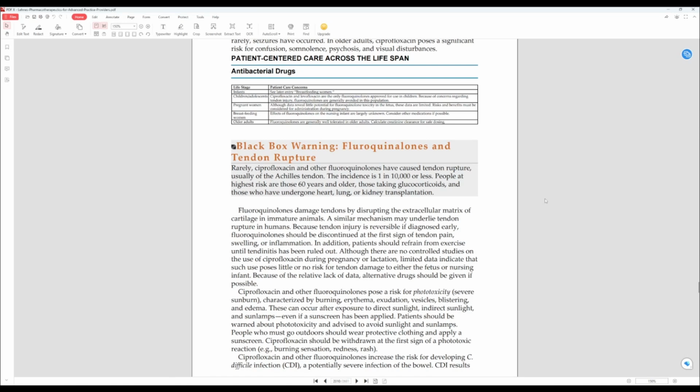Rarely, ciprofloxacin and other fluoroquinolones have caused tendon rupture, again, usually of the Achilles tendon. The incidence is as high as 1 in 10,000 or less. People at highest risk are those 60 years and older, those taking glucocorticoids, and those who have undergone heart, lung, or kidney transplant.